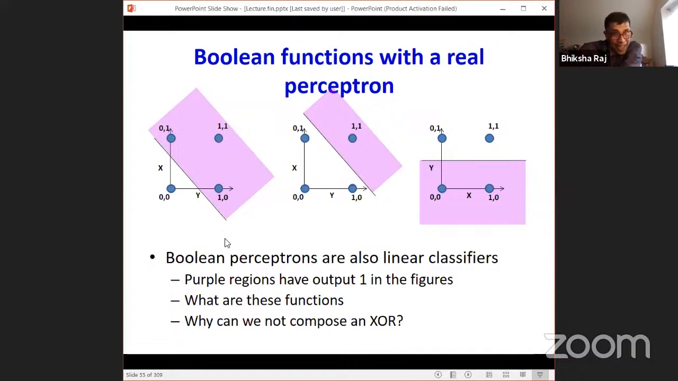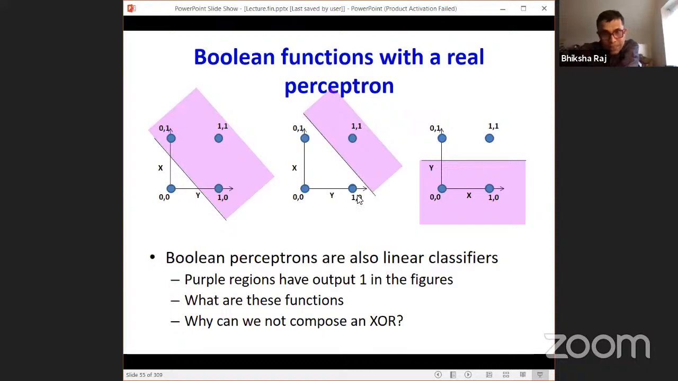And now if I want an OR gate, I want something that produces a 1 for these three guys and a 0 here. So any perceptron whose boundary falls between this guy and this diagonal is going to give you an OR gate. Any perceptron whose boundary falls here is going to give you an AND gate. This one completely ignores the X and produces a NOT Y.